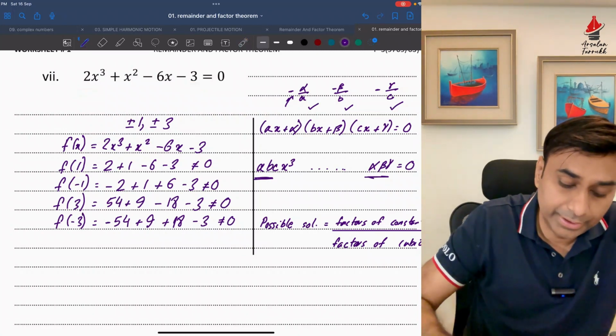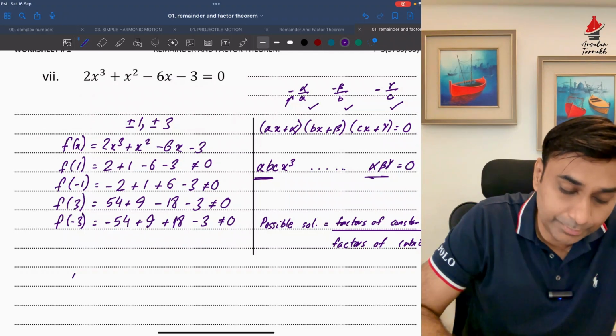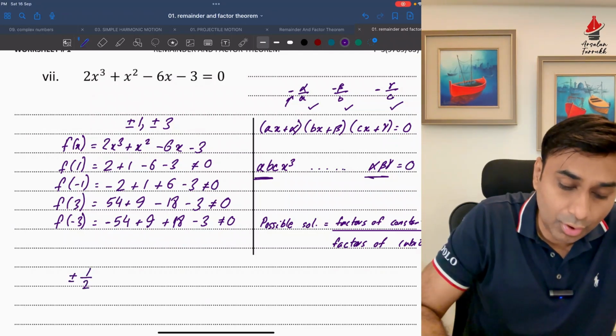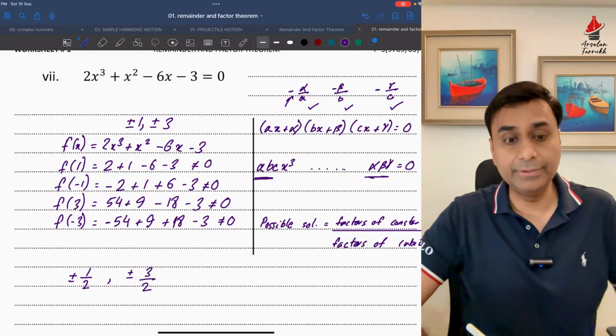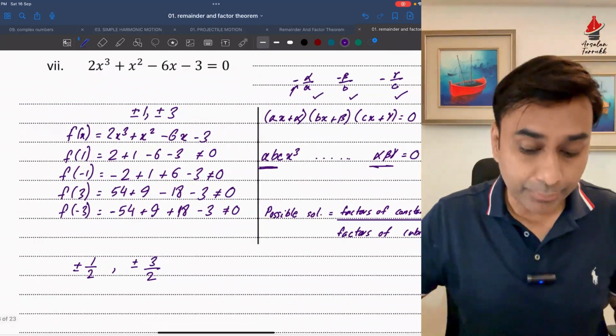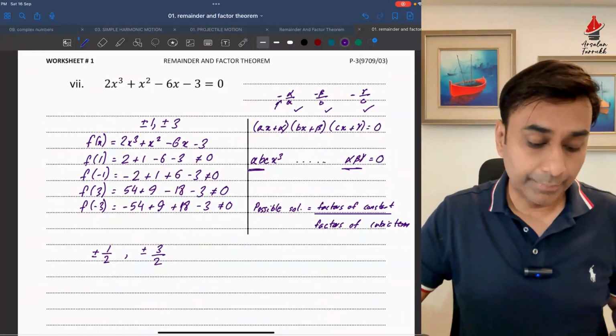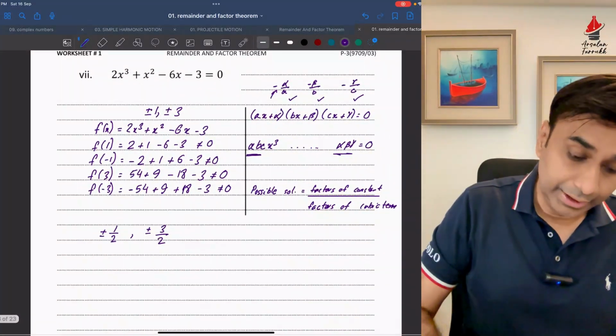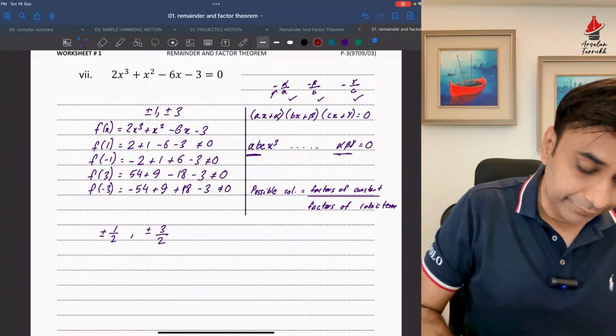So the other possibilities that I see over here are going to be plus minus 1 upon 2 or plus minus 3 upon 2. So these are the other possibilities that may probably give me the solution. So let's try this out. Let's see if that's possible or not.